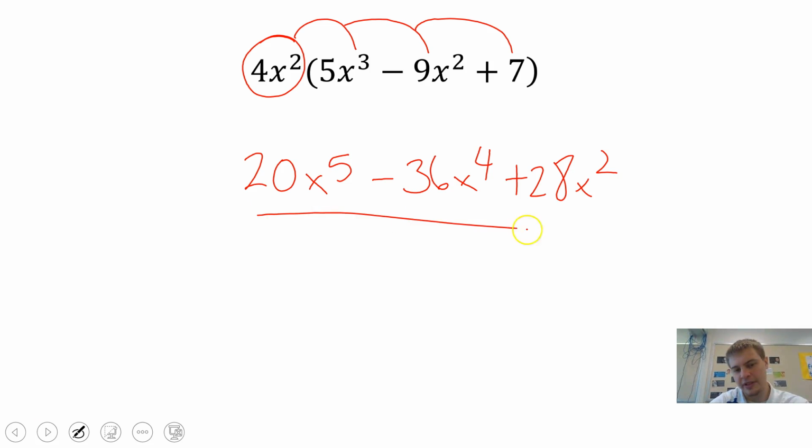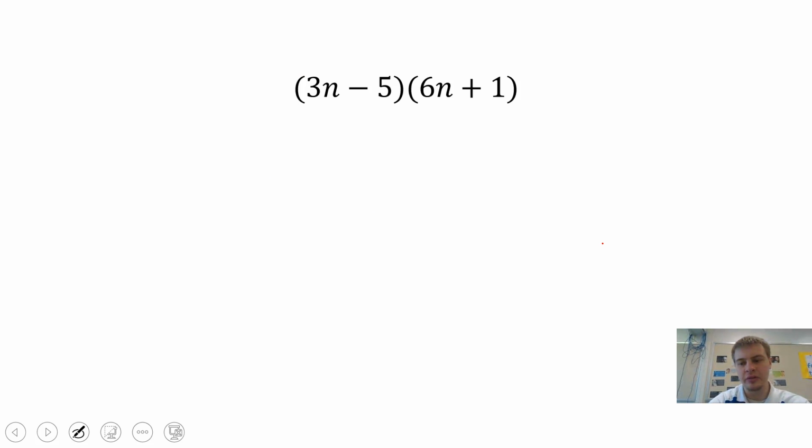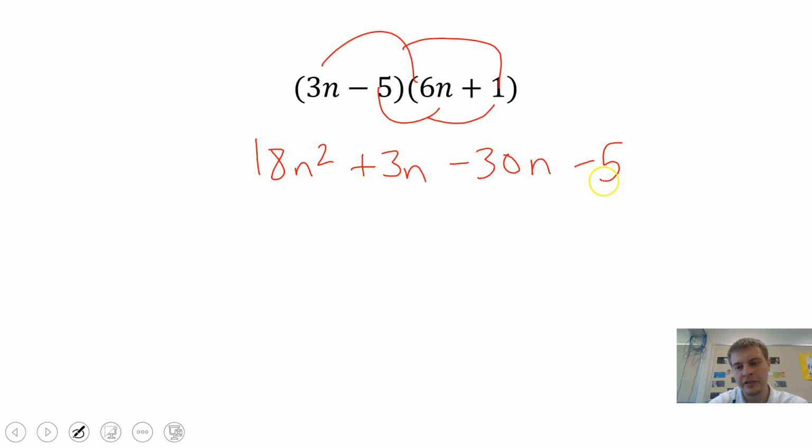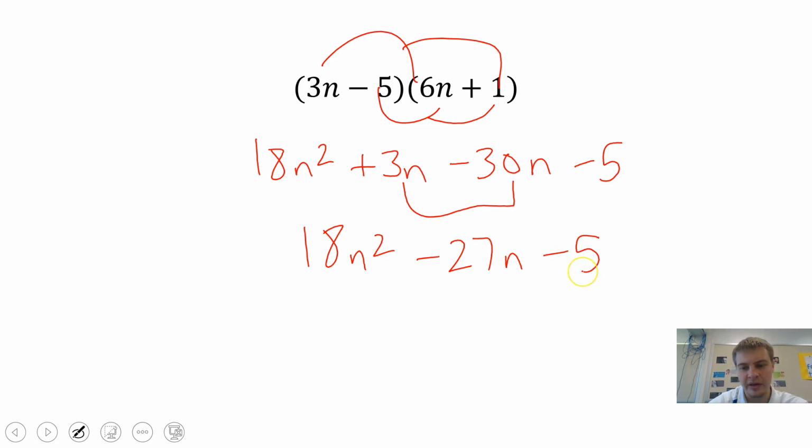Oh, let's stop for a second. Can I add these together? The answer would be no, because none of them are like terms. When I do this problem, again, I can see that they're pressed up against each other. So I can tell that this is multiplication. I'm going to multiply by distributing. And I'm going to distribute the 3n first, which is going to give me 18n squared plus 3n. Now, because I still have this 5 left over, I'm going to distribute the negative 5 and get negative 30n minus 5. And then I'm going to combine my like terms, because when I look across, both these things have n's. So I'm going to have 18n squared minus 27n minus 5.